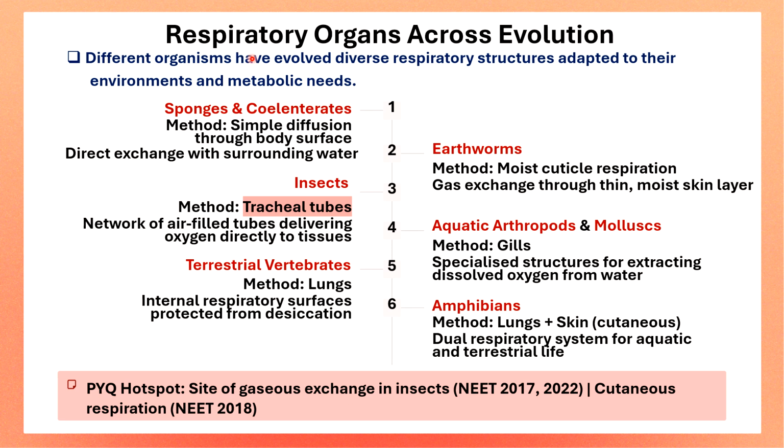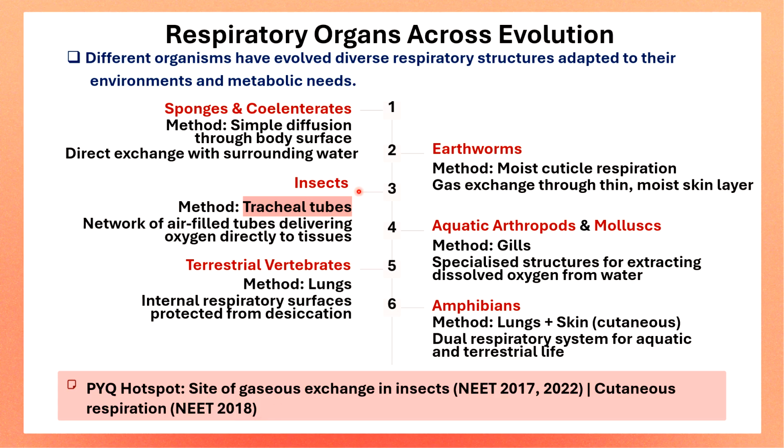Now, if we see the different organs present in organisms across evolution, simple organisms such as sponges and coelenterates respire by their body surface and exchange gases with the surrounding water, by the simple diffusion method. Now earthworms perform gas exchange through the thin moist skin layer, or cuticular respiration. This has also come in a previous year NEET exam.